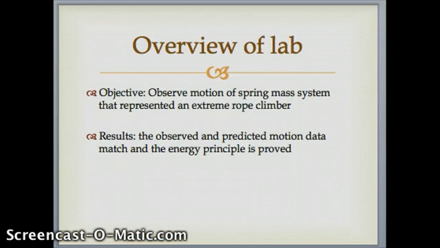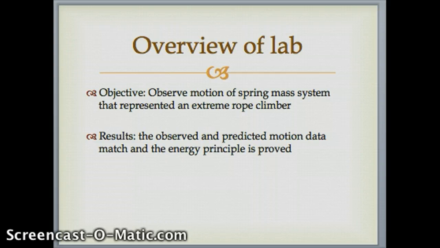So, for this lab, the objective was to observe the motion of a spring mass system that represented a situation similar to the extreme rope climber that we saw in one of our recent lecture videos. The way that we went about doing this is by analyzing a video in Tracker that Dr. Greco set up as a replica system similar to the extreme sport that we were trying to observe the motion of.